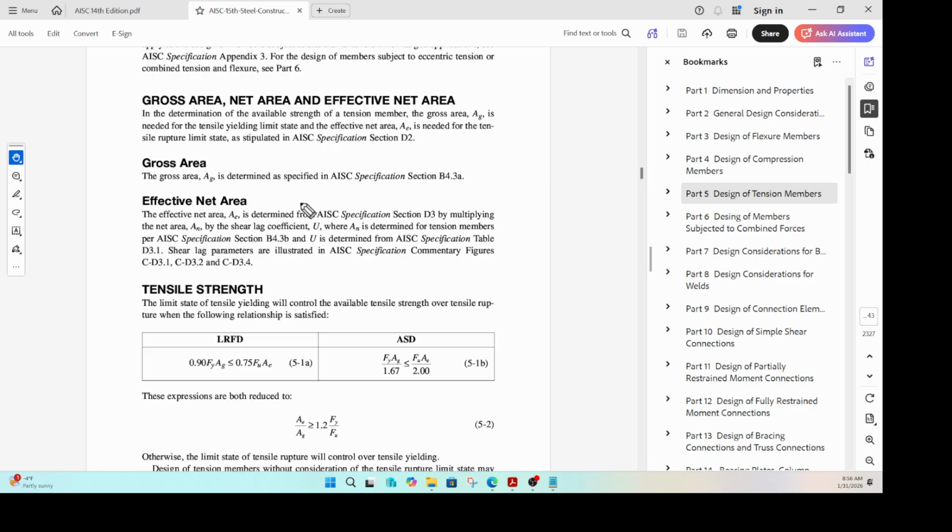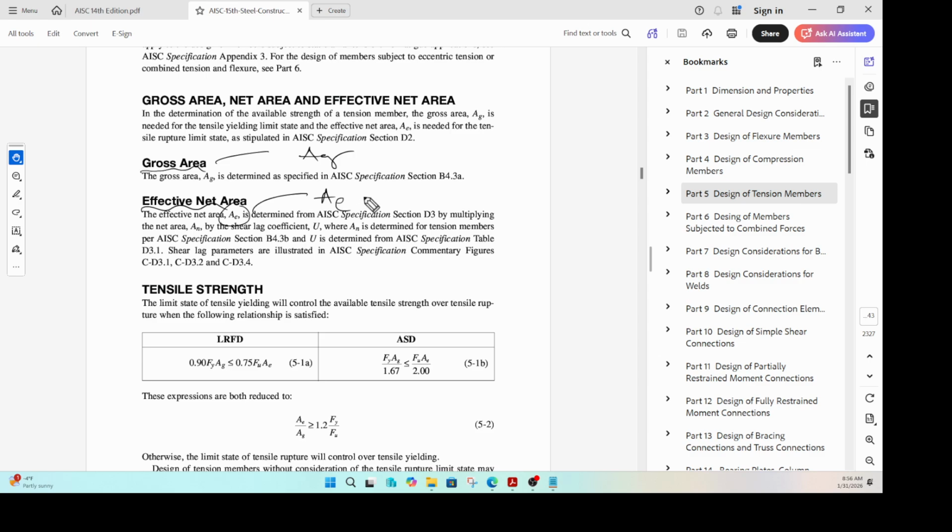For now, just understand that there are two areas that we need to calculate. There is something called gross area, denoted by AG, and there is another area called net area, which is the effective net area, not just net area. Effective net area, which is AE.